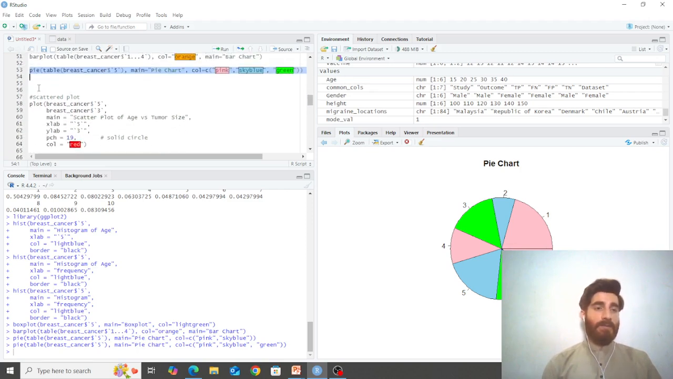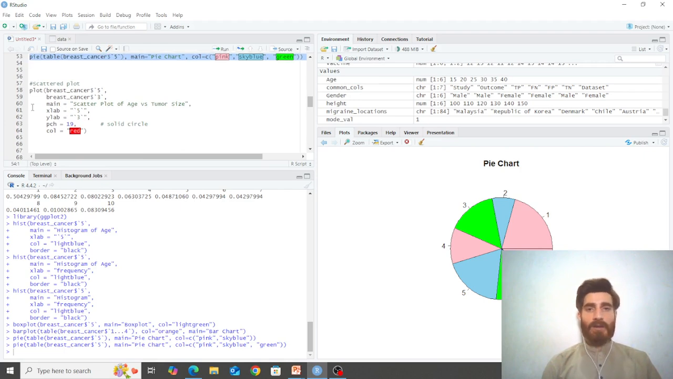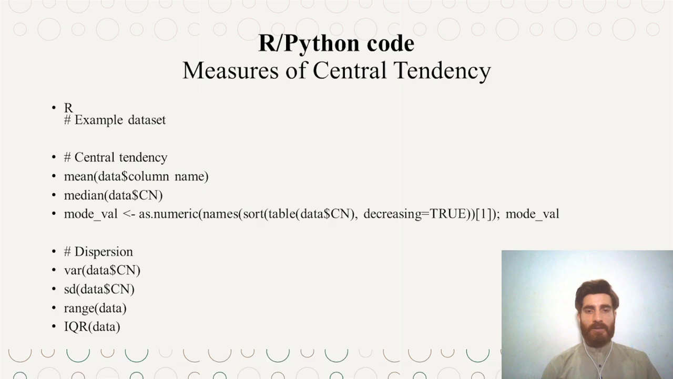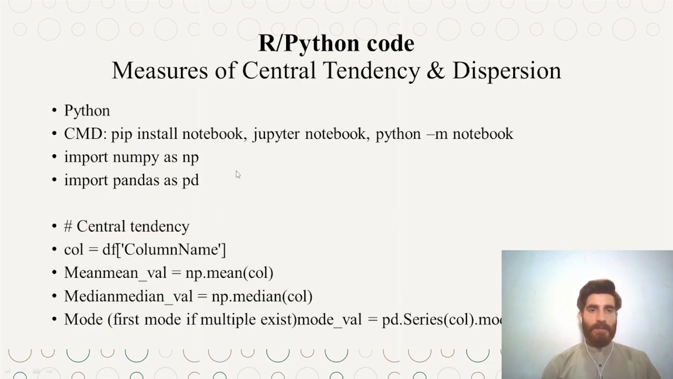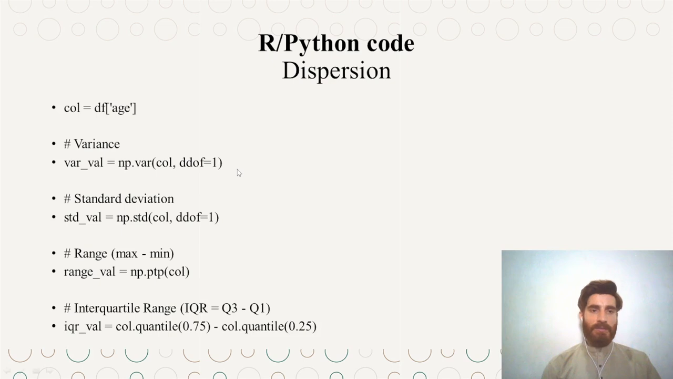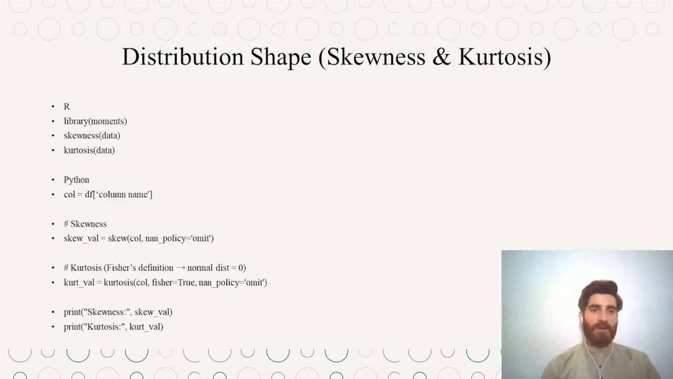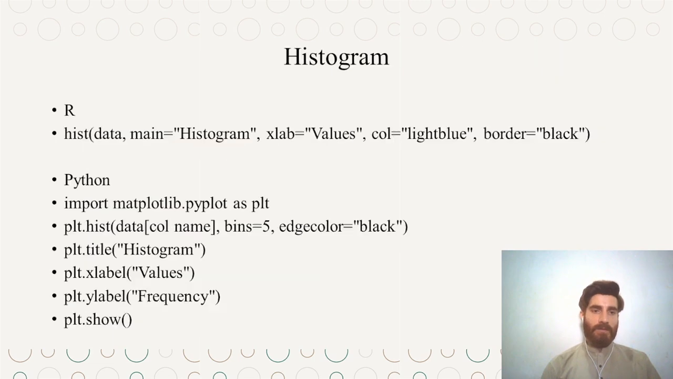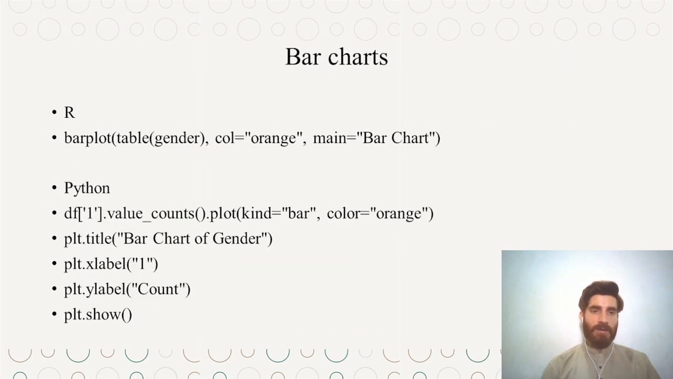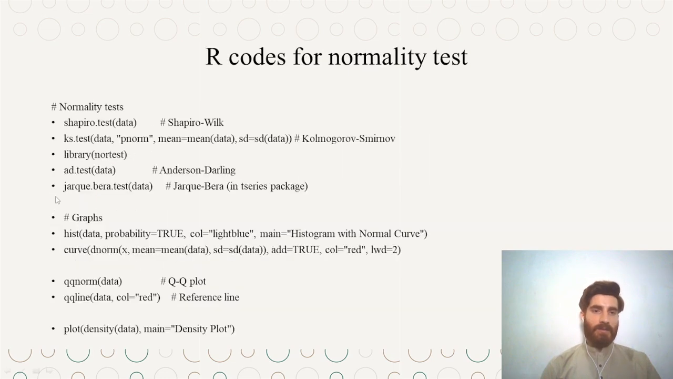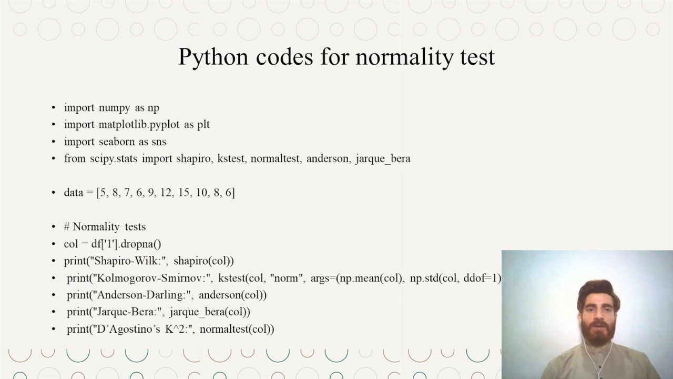Okay, now coming to the scatter plot, you can create all these codes with AI. Also these will be given here in the PPT, which will be shared. Like these are the codes, then these are the Python codes, these are the codes for dispersion, variance, these are for distribution, frequency, histogram, box plot, bar chart, and these codes are for both R and Python. Pie chart, scatter plot, and codes for normality test.